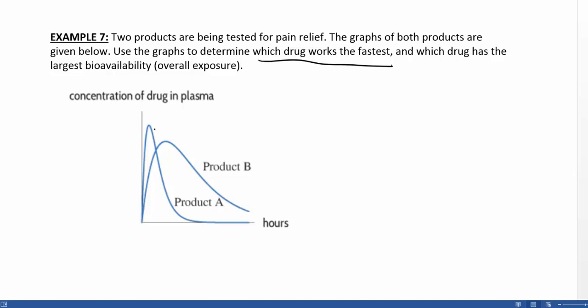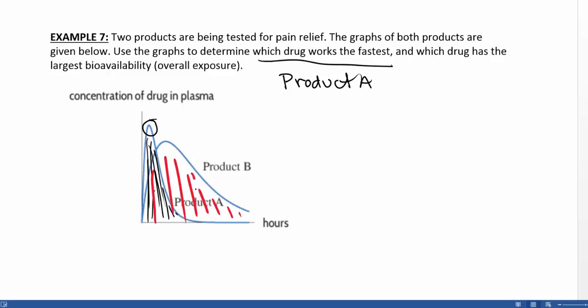Because that one's going to be working the fastest. So for this part, we can see that product A reaches its maximum before product B, which means it's working faster and being metabolized faster. So product A is going to work the fastest. Now, the second part is which drug has the largest bioavailability or overall exposure. So what you'll notice is because drug A peaked so fast and got out of the body so fast that the area under the drug A curve is pretty small compared to what's happening with drug B. So drug B has a lot more area under the curve. So the largest bioavailability is going to be product B.